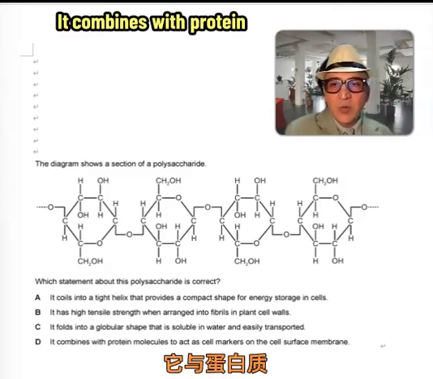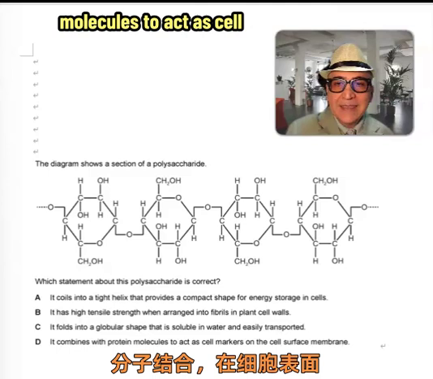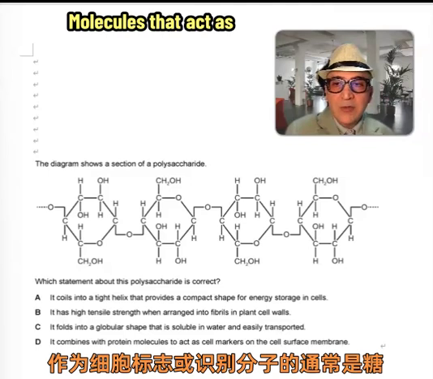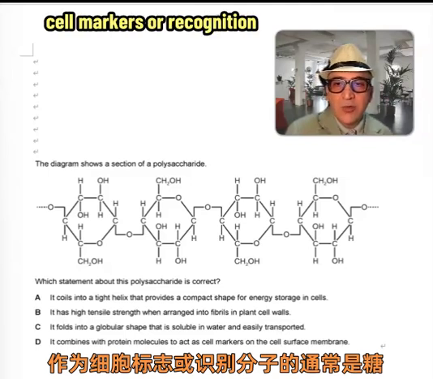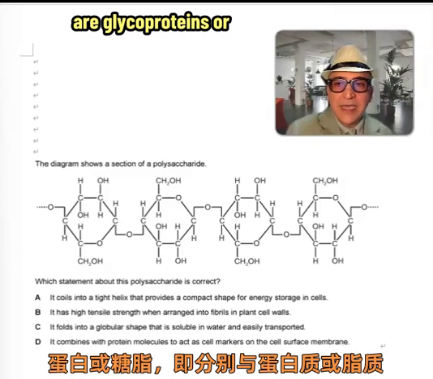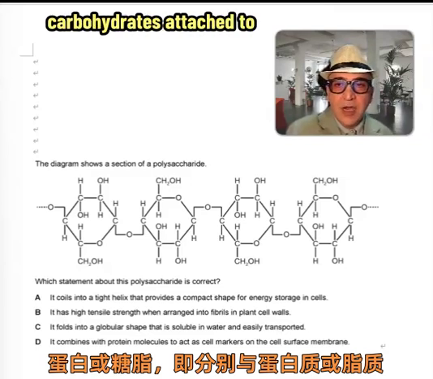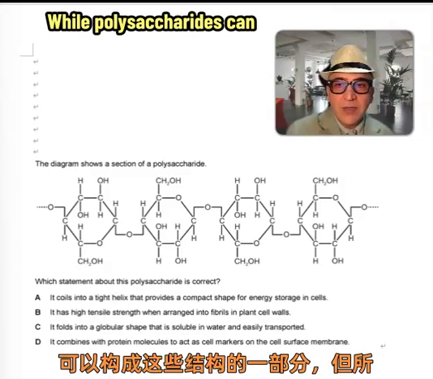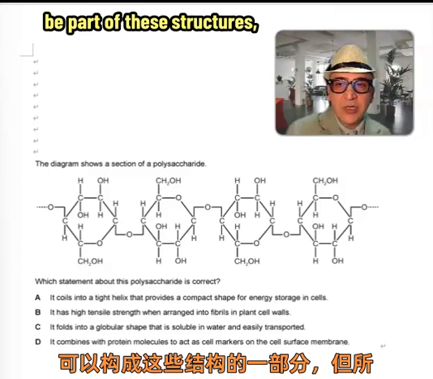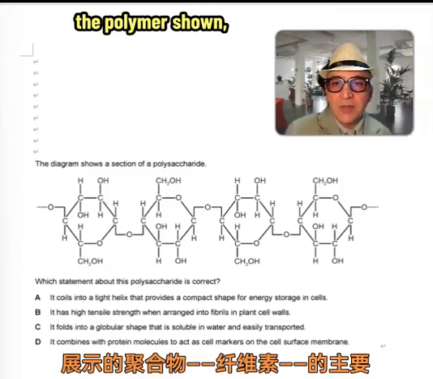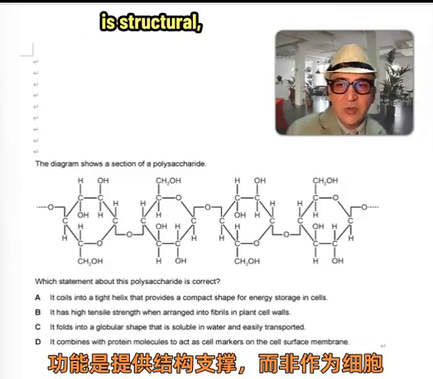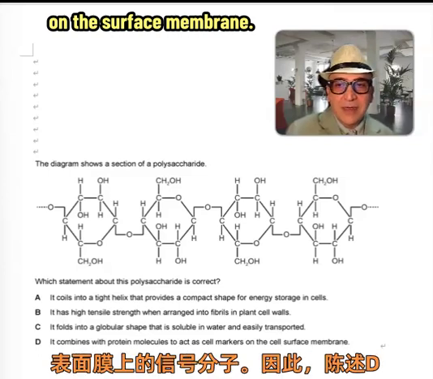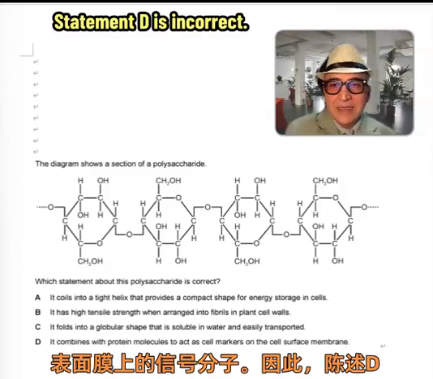D, it combines with protein molecules to act as cell markers on the cell surface membrane. Molecules that act as cell markers or for recognition are glycoproteins or glycolipids, carbohydrates attached to protein or lipids respectively. While polysaccharides can be part of these structures, the primary role of the polymer shown, cellulose, is structural, not as a signaling molecule on the surface membrane. Therefore, statement D is incorrect.